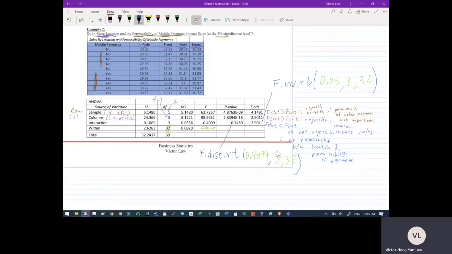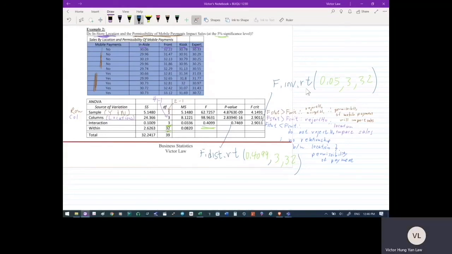Degrees of freedom 1, because we're dealing with interaction, is the degrees of freedom for the interaction, which is 3. And that's your degrees of freedom 1. Degrees of freedom 2 is your 32. That's for your within, this is for your error term. That's the degrees of freedom for the error term, and that's your degrees of freedom 2.